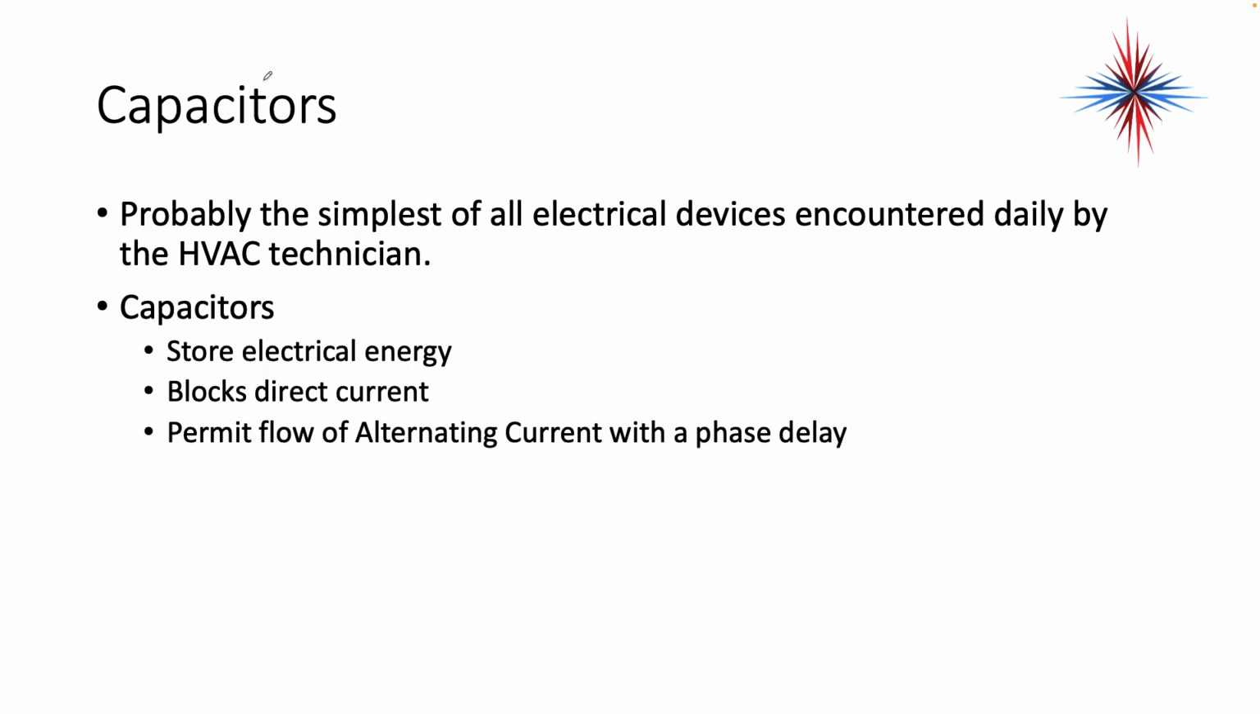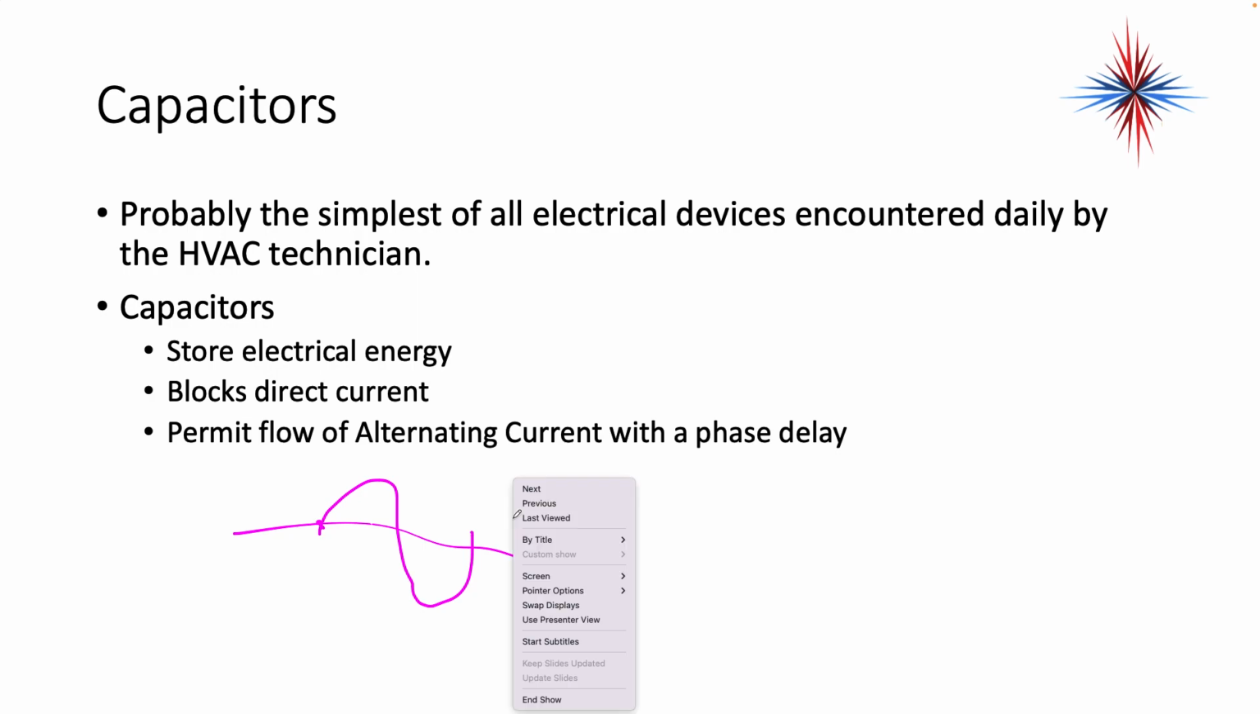a phase delay. Basically, what happens is every time the AC crosses zero, remember our sine wave? Every time the AC crosses zero, the capacitor will discharge with a delay. Okay, so again, with a delay, it will discharge.